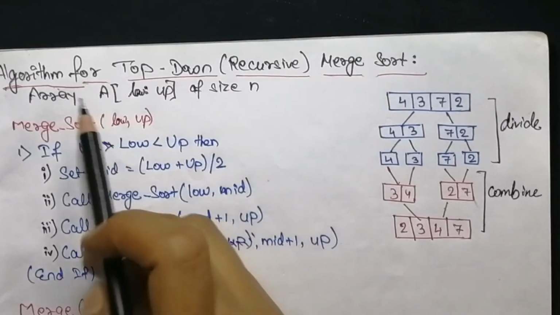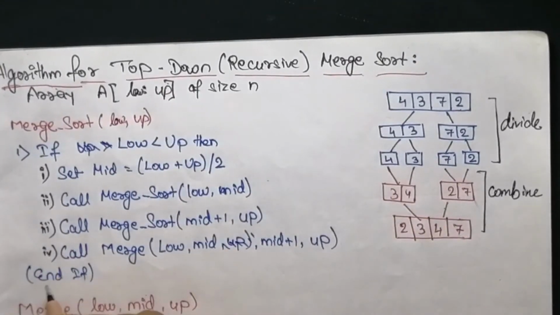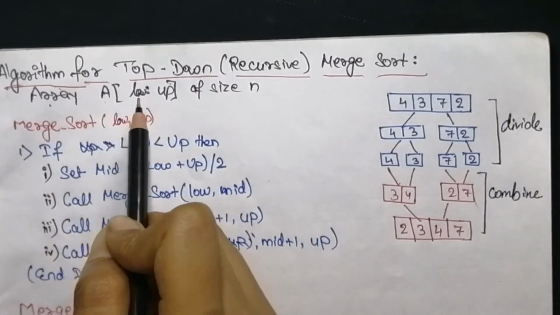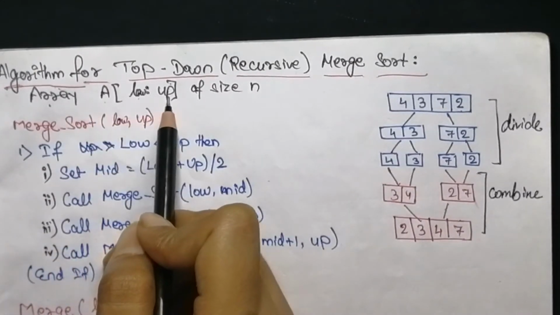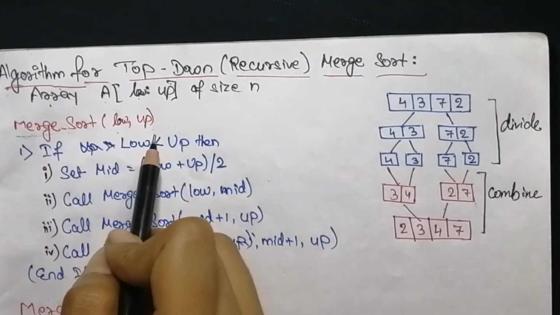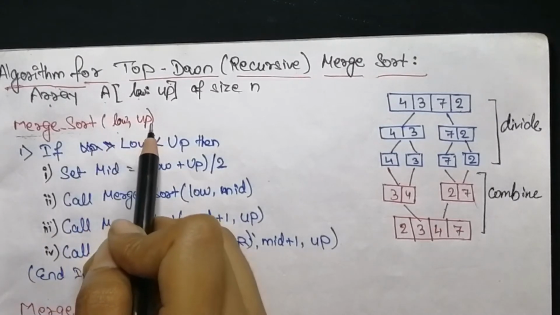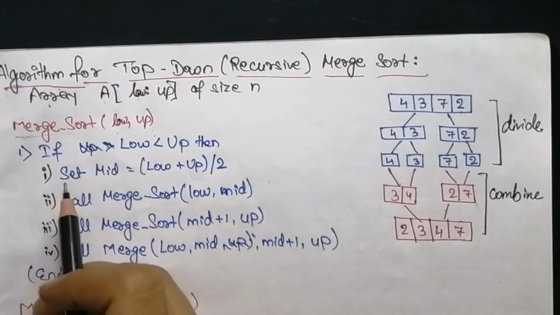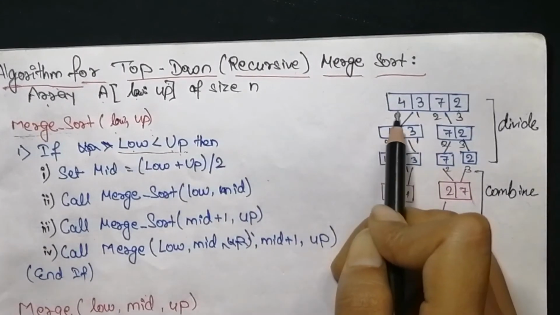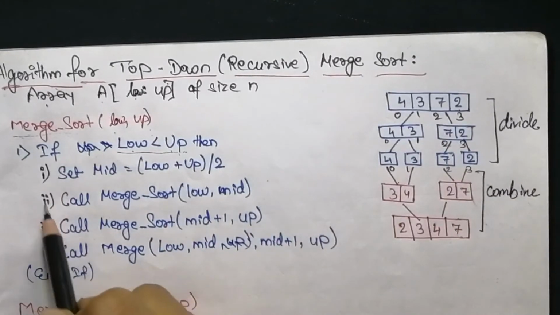Now let's understand the algorithm for the top-down, that is recursive, merge sort process. So let's begin. Here we are considering an array A with the lower bound low and the upper bound up, and it is of size n. Here this is the function merge sort with the lower bound low and the upper bound up as the arguments. So if low is less than up, that means the lower bound is less than the upper bound, we will repeat these steps.